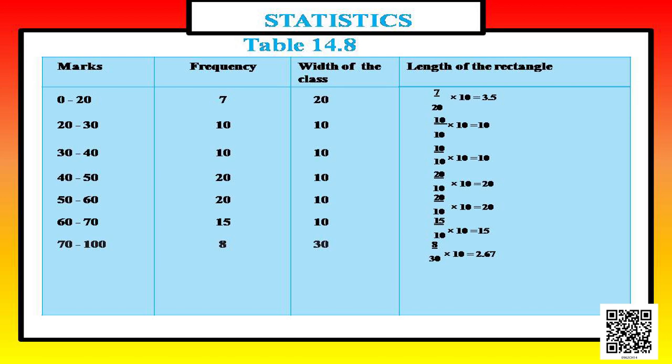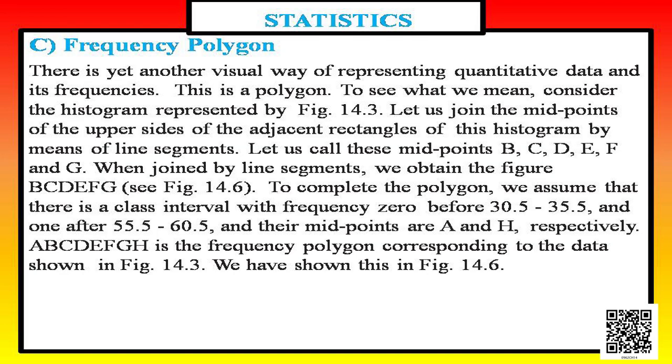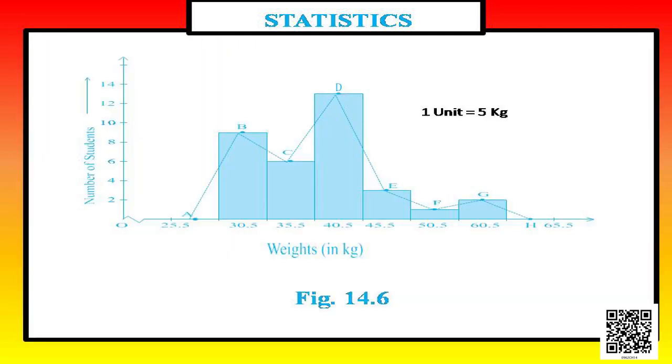Now we come to the last part of our graphical representation of data, that is your frequency polygon. One example that we have already done in case of histogram, I think you all remember the figure, the class intervals were 30.5 to 35.5, then 35.5 to 40.5, and so on. And accordingly, frequencies were given as 9, 6, 14, and so on. Now the histogram is already drawn. You have learned how to draw it.